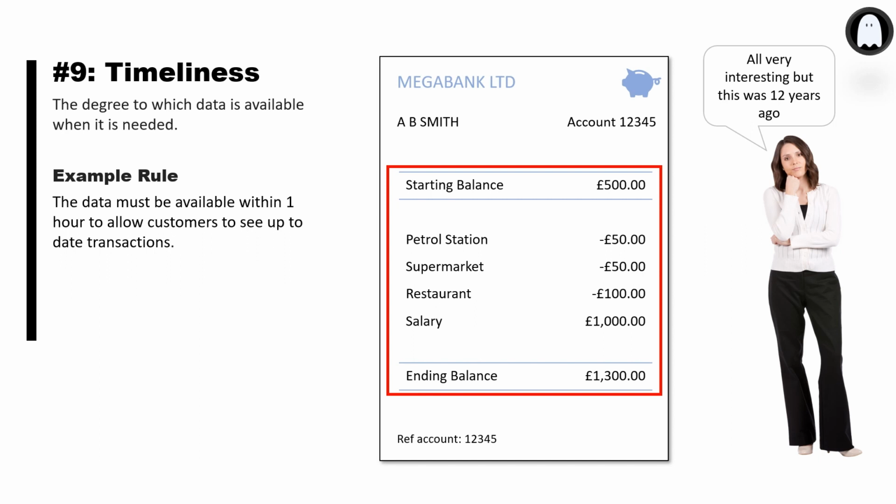An easy way to think about the difference between timeliness and currency is this. If the supermarket doesn't have any eggs, that's a timeliness issue. If it has eggs but they're out of date, that's a currency issue. A timeliness rule then might be along the lines of data being available to customers within 1 hour of a transaction taking place.